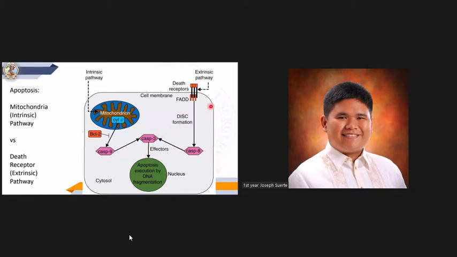As for the extrinsic pathway, there will be a binding of your ligands to the so-called death receptors, which in turn signals the caspase 8 family, and then this caspase 8 will in turn activate your caspase 3, which are your effectors that cause the apoptosis.